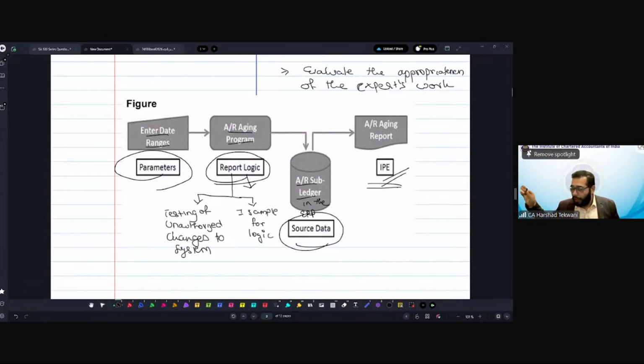Then we will say, okay, as on 31st March, what is the aging from the due date, and accordingly whether the aging given by this particular report is correct or not. So one sample start to end and testing of unauthorized changes can save me a lot of time. I am not required to test multiple samples because I am performing some testing on the report logic.